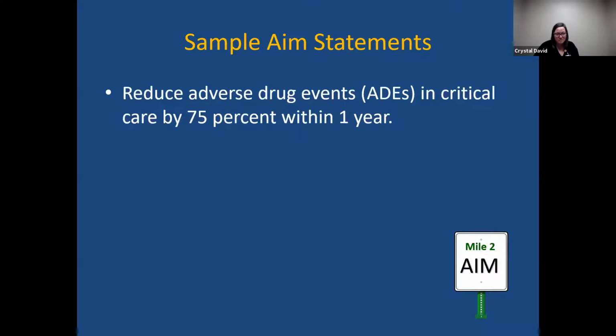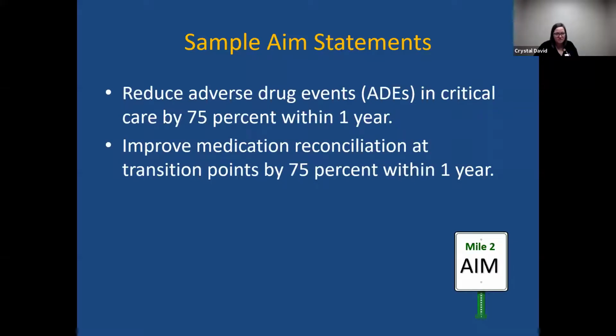So here's another one. Improve medication reconciliation at transition points by 75% within 1 year. So you can see again, they started with one of those buzzwords, right? Improve. What are they going to improve? They were specific. They want to look at MedRec at transition points. Maybe it could have been more specific again, like at intake or transition between the ED and the floor or between the floor and ICU. So I think it could be more specific, but they did put a number on it, 75%. So again, it's a measurable one and a time limit of 1 year.